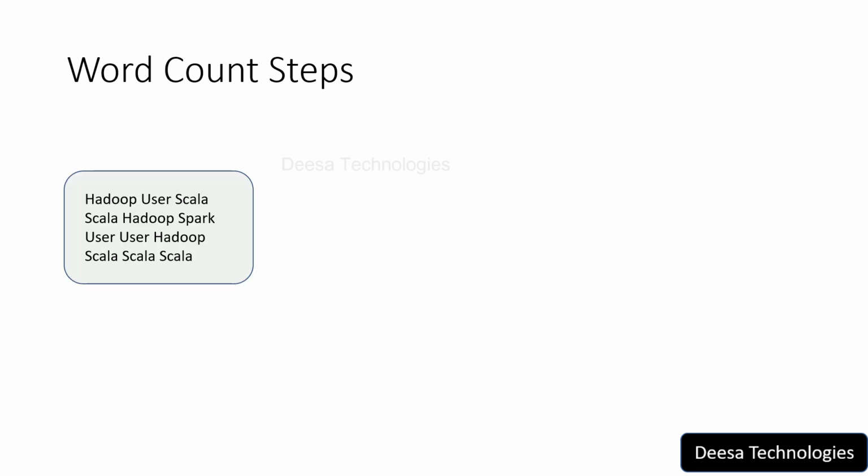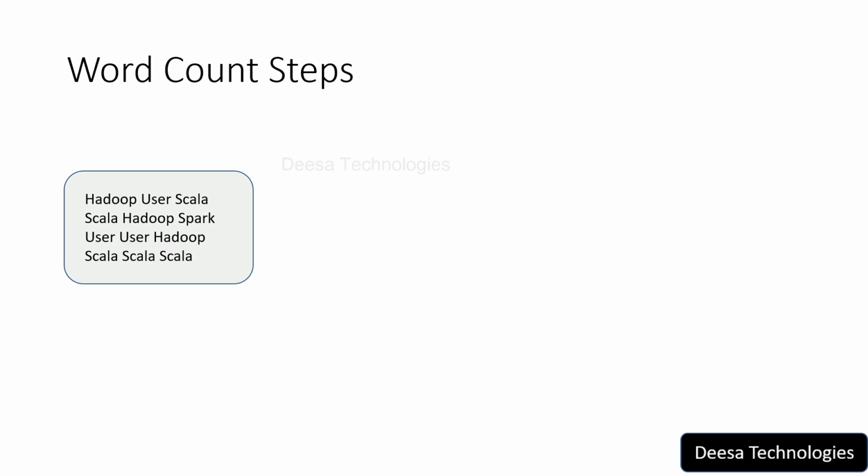So a very famous example, word count, where you have the data. So this is your input data. As you can see, you have Hadoop, user, Scala, and Spark, these are the words that you have and they are repeated. So this is the data that we have, and what we want to find out is how many repetitions there are for each word, like Hadoop, how many times it is occurring, or user, how many times it is occurring. So this is your word count example, right?